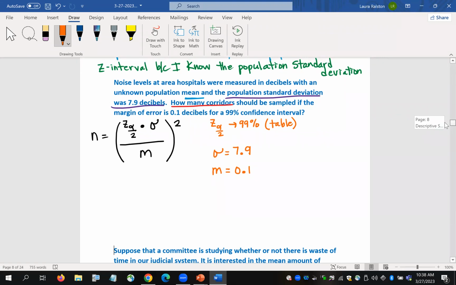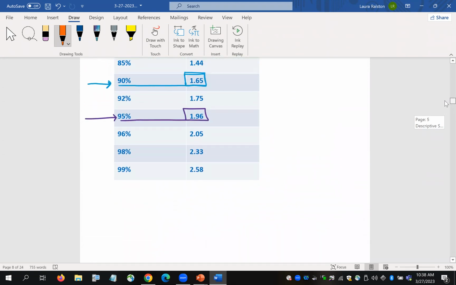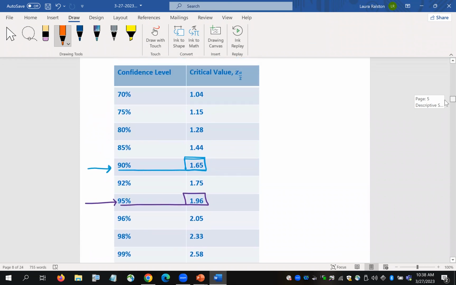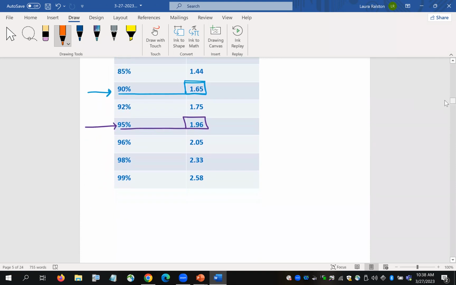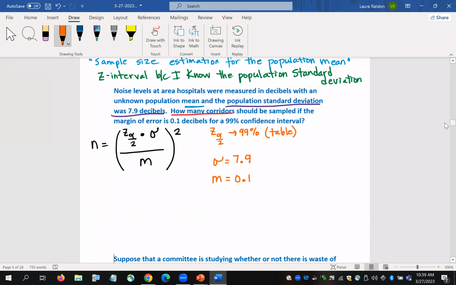I'm going to scroll back up for a minute, scrolling back up to the table. This time I want 99%. The first column is my confidence level, so I'm going to scroll down until I see 99%. Then I read over to the next column that gives me the critical value. So my critical value is 2.58. From the table, I know that my critical value is 2.58.